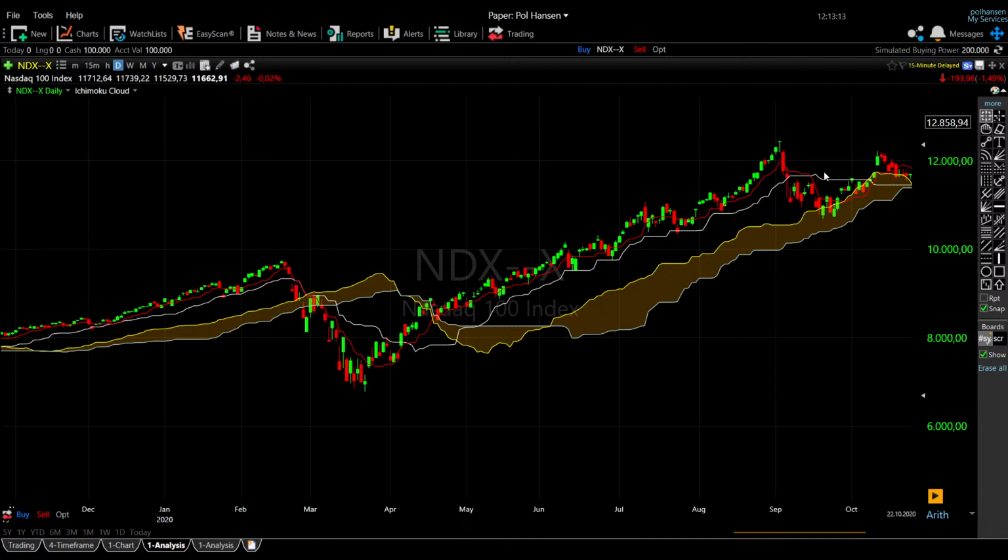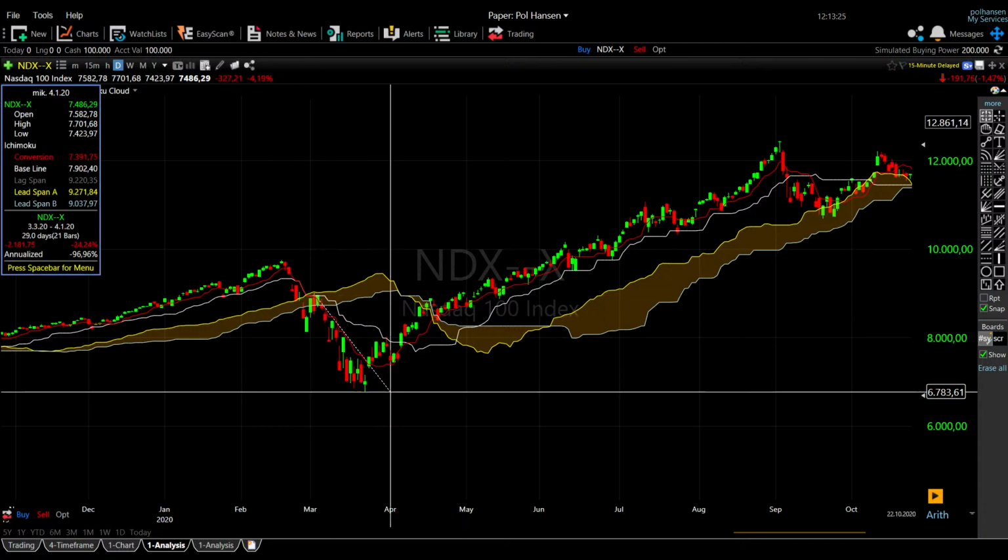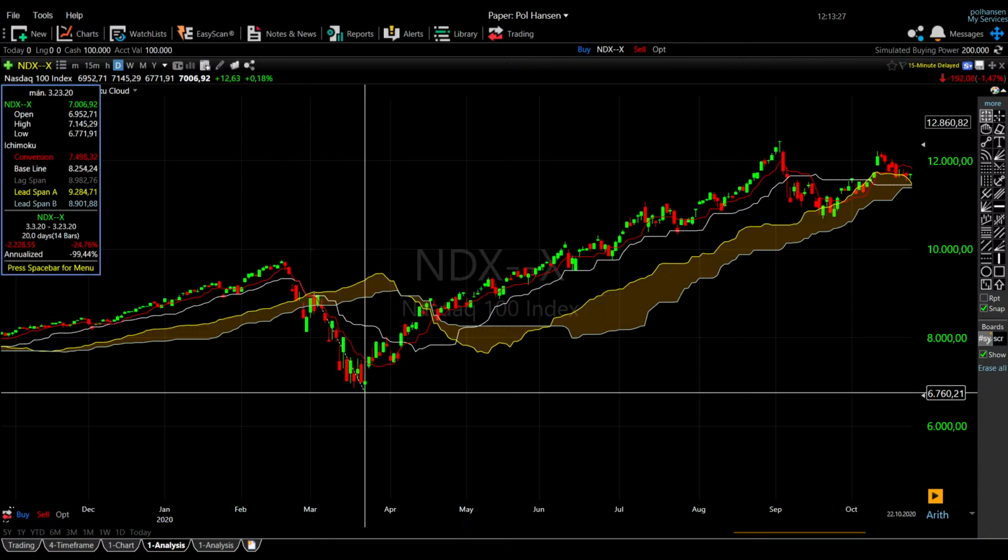So not bad. And the opposite is as well. When the red line crosses the white line to the downside, for example, right here, then it's time to sell. It's basically a selling signal. So if you did it right here, that is basically a move to the downside of roughly 24%.